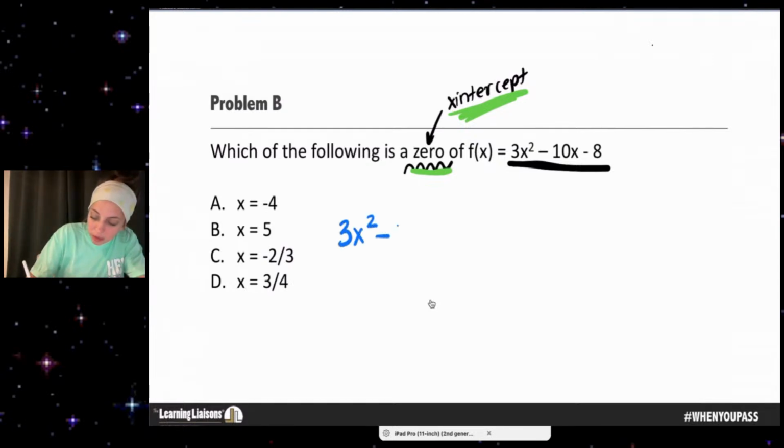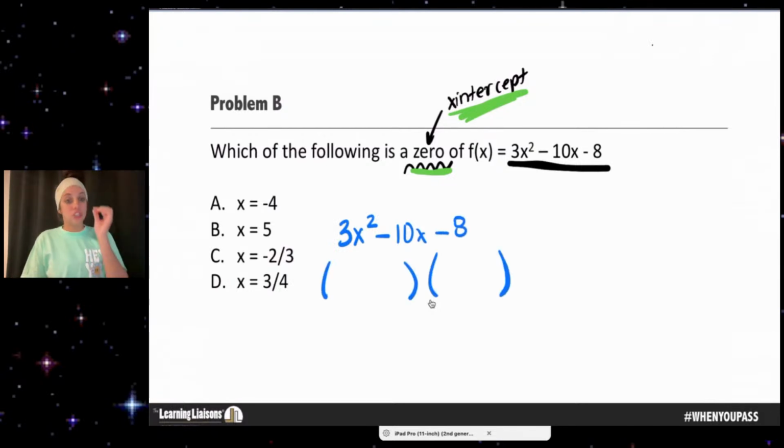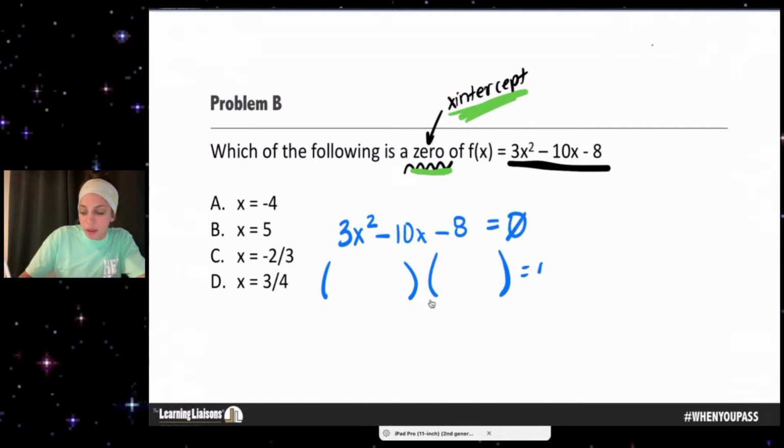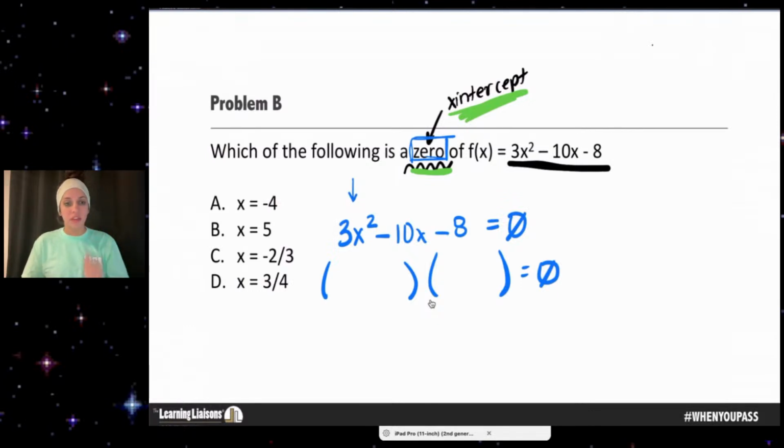3x squared minus 10x minus 8. I always set up my parentheses first. That's my first step. And this all has to equal 0 because we're looking for our zeros, right? We're looking for our zeros. So this time, we don't just have an x right here. We have a 3x. So now I actually have to think about what times what gives me 3x. Well, it's easy peasy again, because I can do x and x. That's going to give me the x squared part. But what times what is 3?